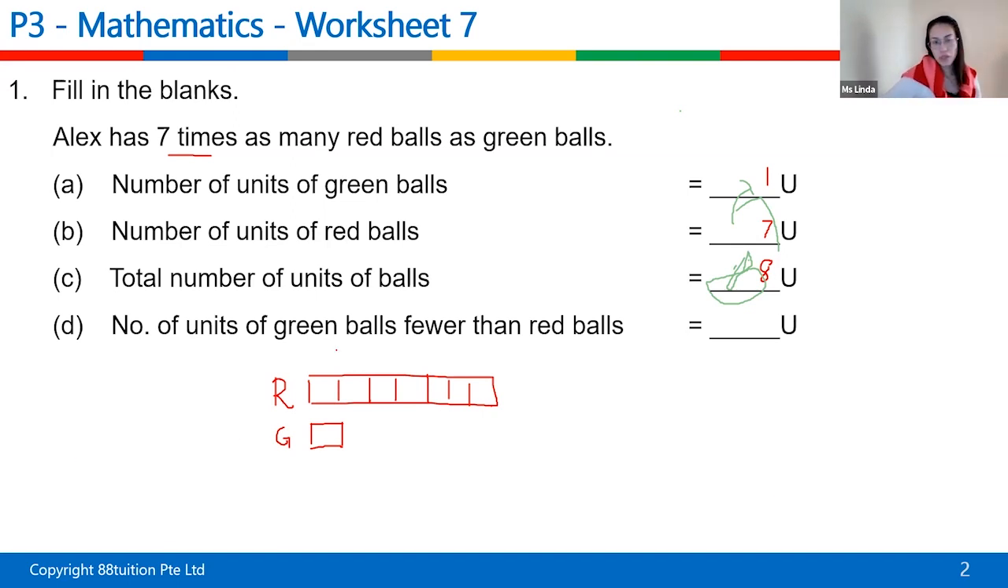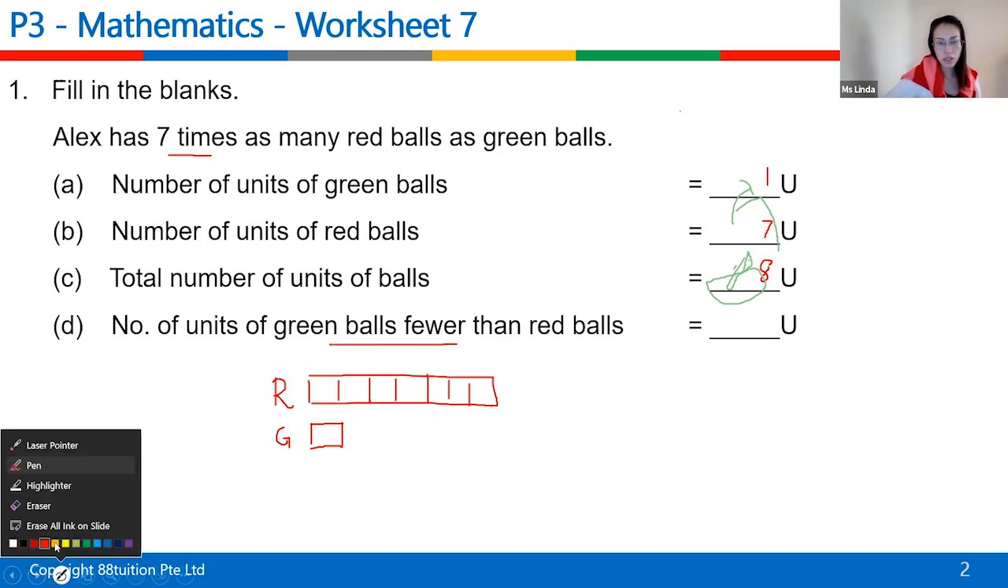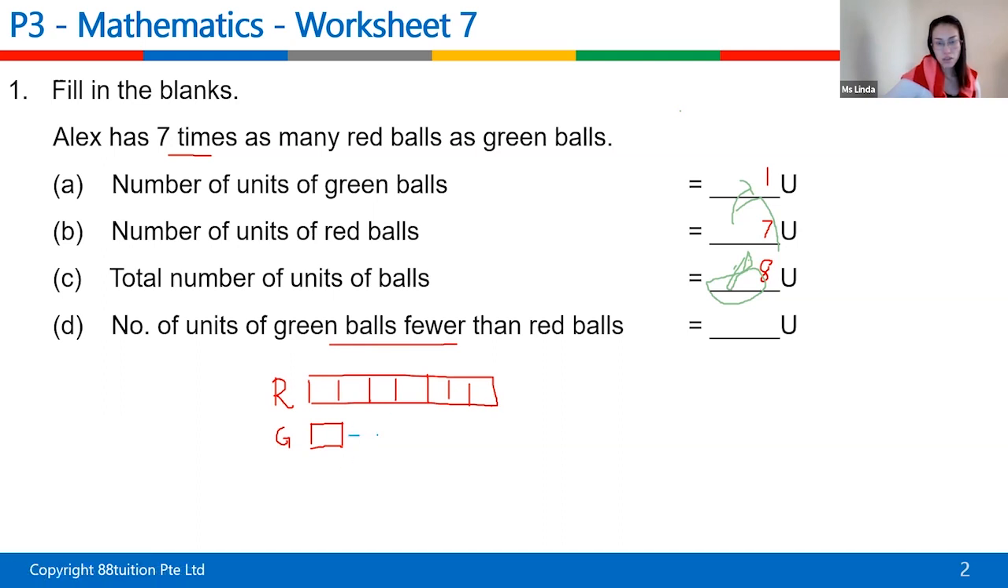Number of green balls fewer than red. So fewer, you have to see. Let's change my color pen because it looks so angry with the red color. So the number of fewer balls will be how many fewer? How much is this here?